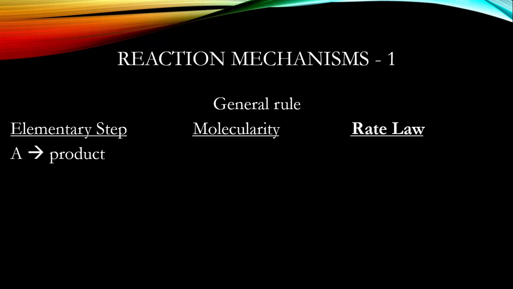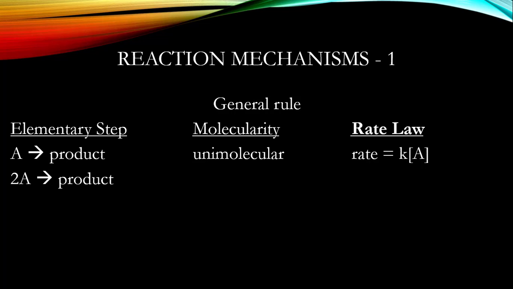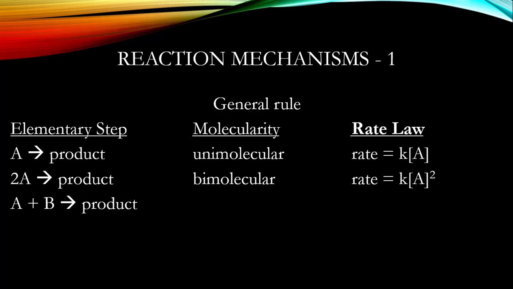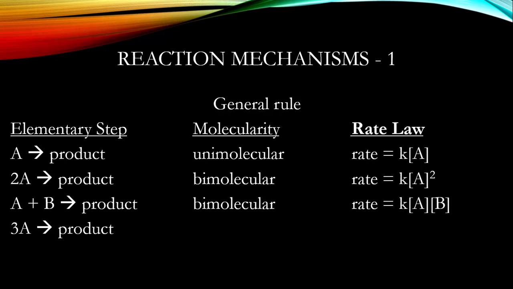As a general rule, if you have a unimolecular elementary step, the rate law is K times the concentration of A. For bimolecular, you could have two of the same thing. Because there are two, it's bimolecular, and the rate would be K times the concentration of A to the second power. You could have A plus B becomes the product. That's also bimolecular, and the rate is equal to K times the concentration of A times the concentration of B. You could have three of the same thing colliding to form the product. That would be termolecular and would have this rate law.